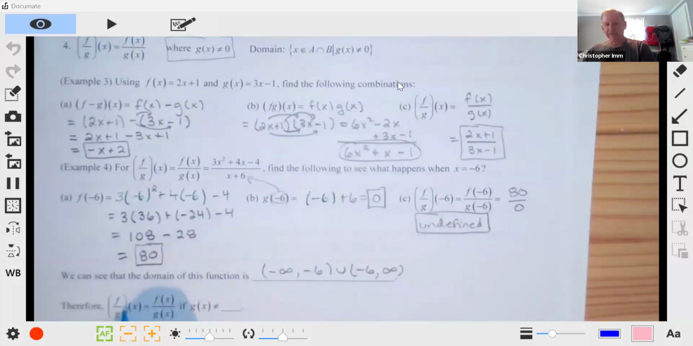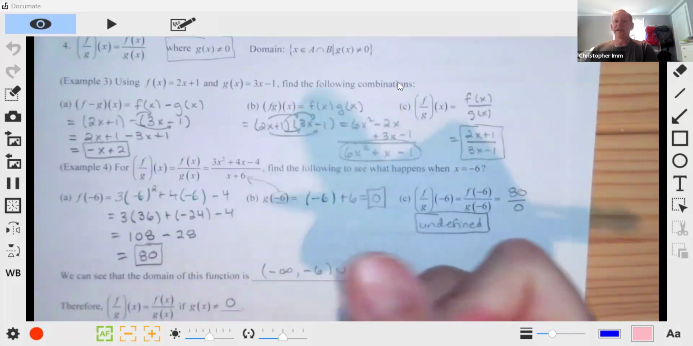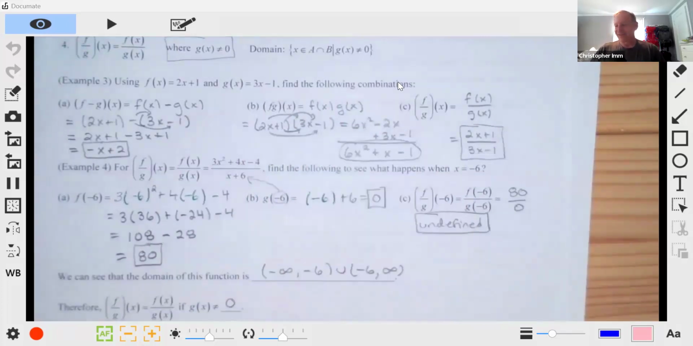So therefore, f divided by g of x is equal to that division unless that denominator is 0. Hopefully that drives home the point with that division. Now, in a minute here, we're going to take a look at composition.